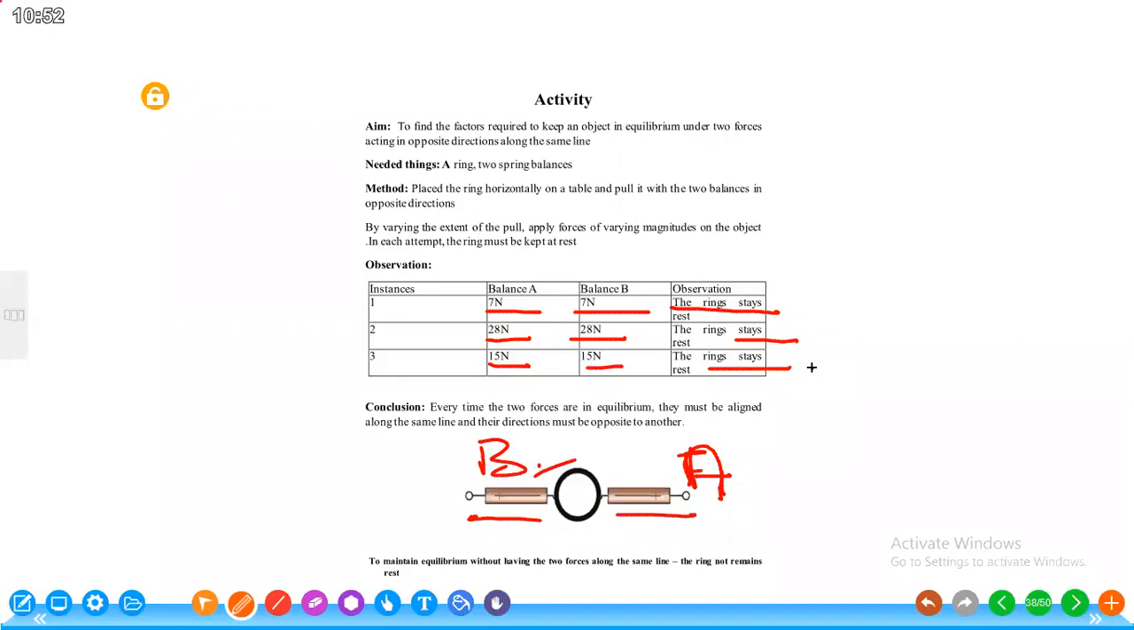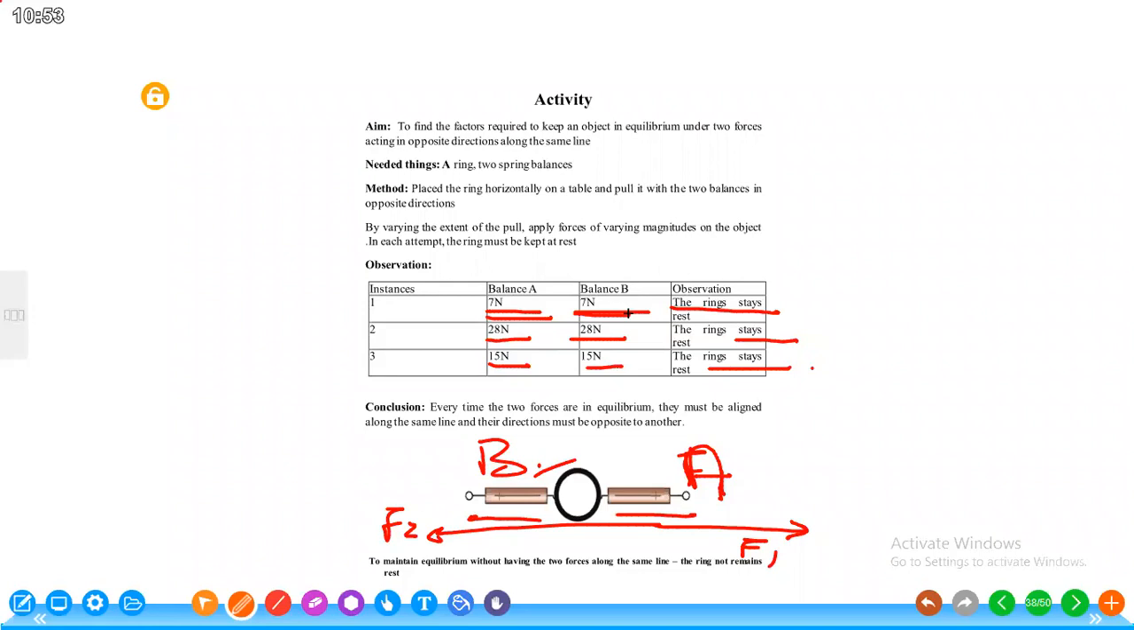First one, the two forces must be acting in opposite directions. Consider F1 on one side and F2 on the other side. And second one, you should know about F1, balance A, balance B: both are equal in value and opposite in direction.